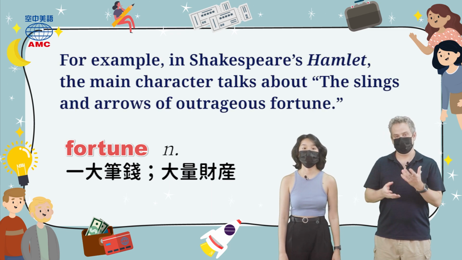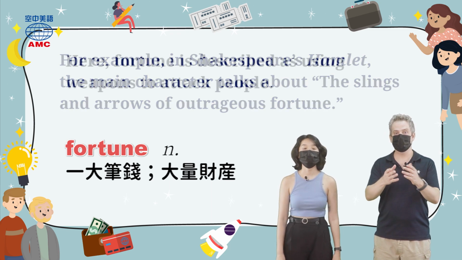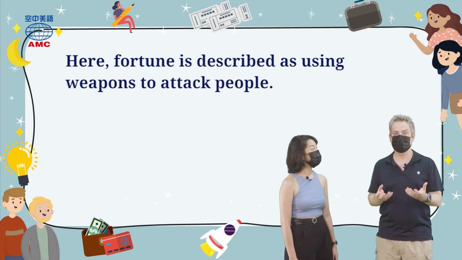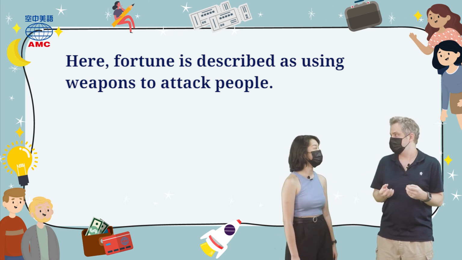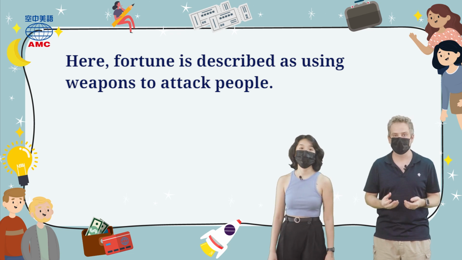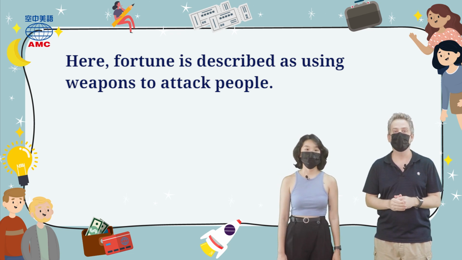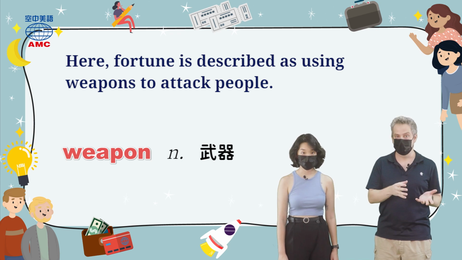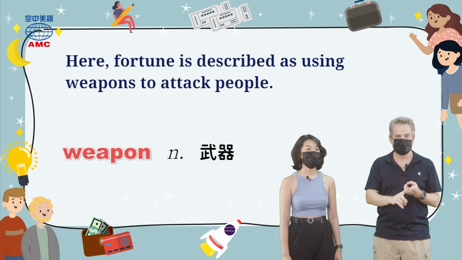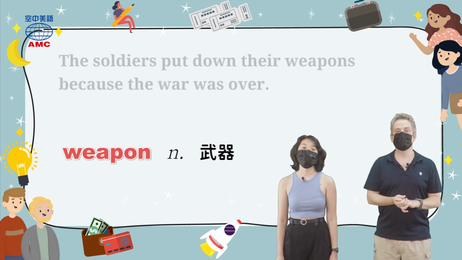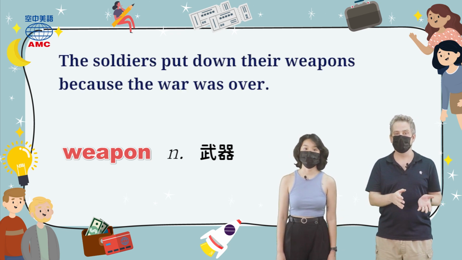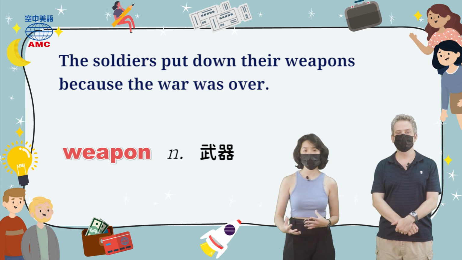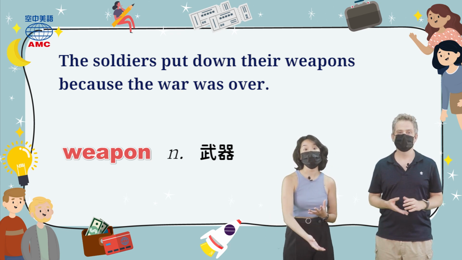Exactly. So, to explain this whole little bit of speech here, the article says here, fortune is described as using weapons, slings and arrows, to attack people in a way that's like, oh my God, this is outrageous, this is terrible. Bad luck is just attacking me all over. It's using weapons. A weapon is some kind of tool designed to hurt or kill people. Swords, spears, guns. Exactly. So we could say the soldiers put down their weapons because the war was over. 那 weapon 是名词，代表的就是武器，一些可以伤害人、造成危险的东西。 For example, guns, swords, knives are all weapons.